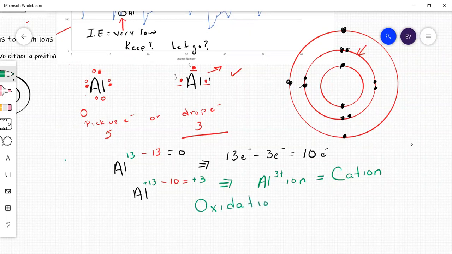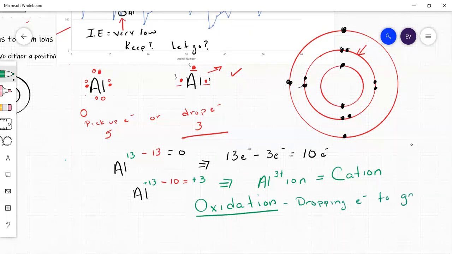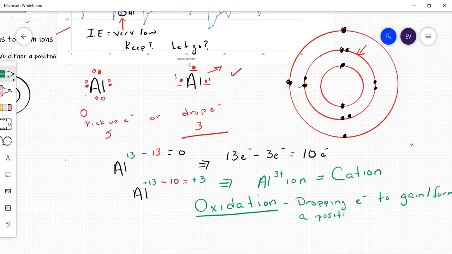Oxidation. So oxidation is the process of dropping electrons to form a positive ion. And this is the notation for a positive ion. Okay? So this is oxidation.